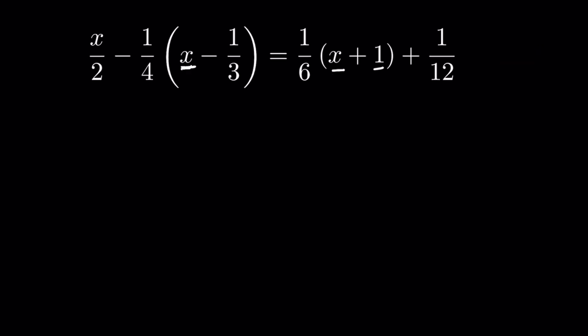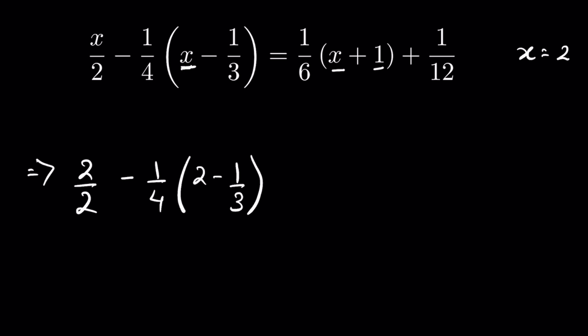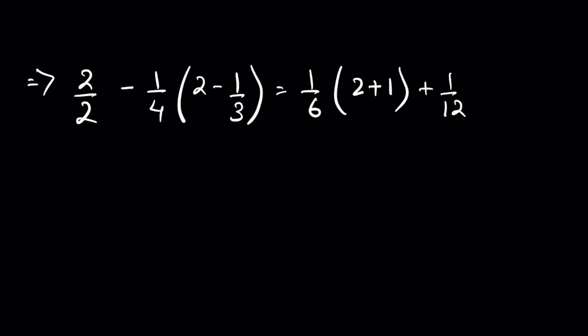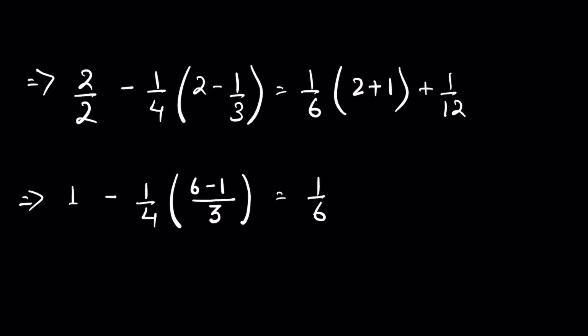Now let's verify the answer. Put the value of x is equal to 2 in the equation. So it will be 2 upon 2 minus 1 upon 4 parenthesis 2 minus 1 upon 3 is equal to 1 upon 6, then 2 plus 1, plus 1 upon 12. We have to check whether LHS is equal to RHS. 2 upon 2, that means it is equal to 1 minus 1 upon 4. Then LCD is 3. So it is 6 minus 1 is equal to 1 upon 6. 2 plus 1 is 3.